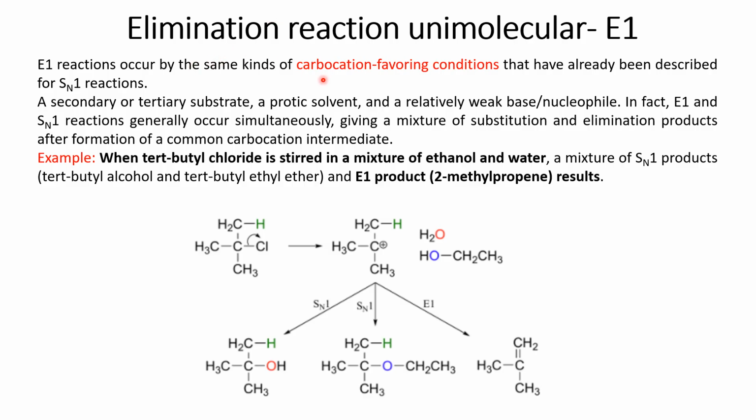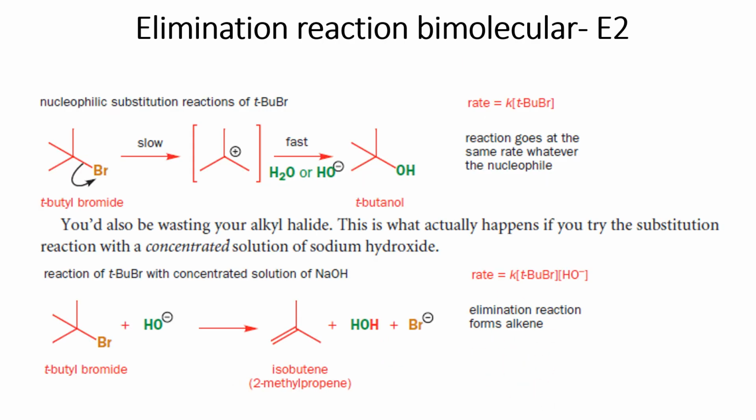Like SN1 and SN2, in elimination also we have E1 and E2. So here E1, E stands for elimination, 1 stands for unimolecular. Any unimolecular reaction means it involves 2 steps. So here tertiary butyl chloride is stirred in a mixture of ethanol and water. A mixture of SN1 products, that is tertiary butyl alcohol and tertiary butyl ethyl ether, whereas the E1 product is 2-methylpropene. You can find this is your 2-methylpropene.